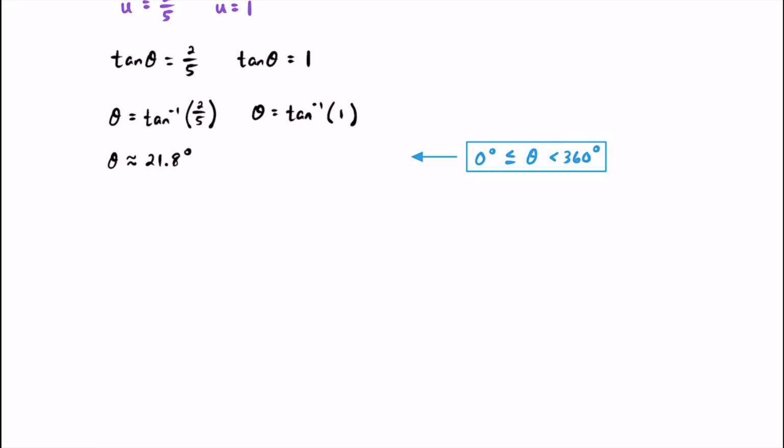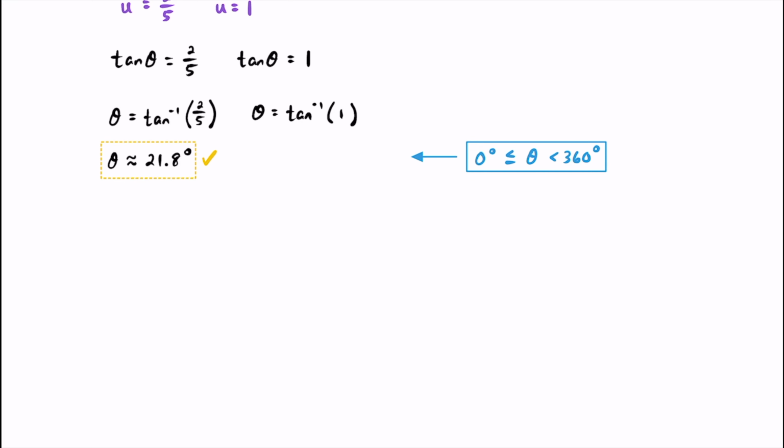And remember that since we are looking for angle measures between 0 degrees and 360 degrees, we like this answer of 21.8 degrees, and we're going to use that as one of our solutions. Now, as for inverse tangent of positive 1, we don't actually have to use a calculator for that, but if you have access to one, feel free to do so.